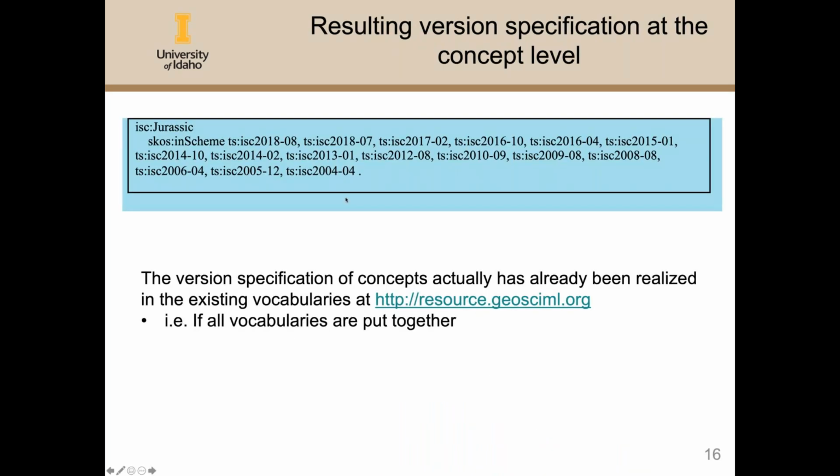So that's also what I just mentioned. Here is how we can add the scheme ID to the concept level. If you only look at the Jurassic, not as the attribute of Jurassic, we can say, okay, Jurassic is in all those scheme IDs. This structure actually was already realized in the original vocabularies developed by Dr. Cox. If you look through all those separate vocabularies built by Dr. Cox and put them together, you can also see this structure.